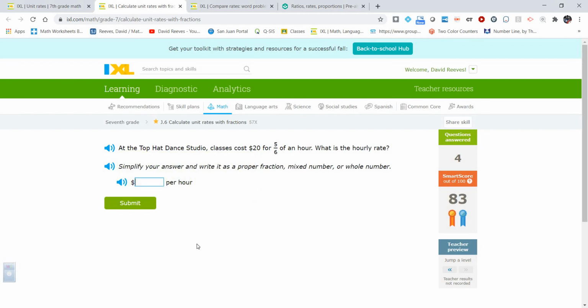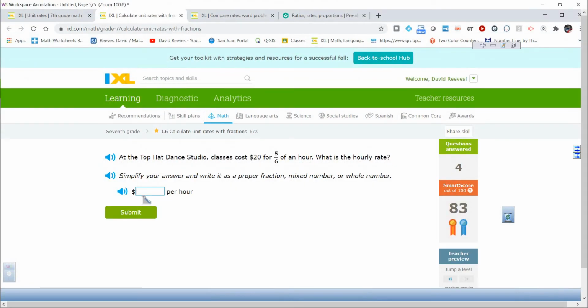Ha! I'm fantastic. All right, here we go. Same thing. $20 for 5/6 of an hour. What is the hourly rate? So we want dollars per hour. Again, guys, dollars per hour. So we're going to put the $20 on the top, right? And we're going to put the 5/6 of an hour on the bottom. So we're going to do 20 over 1 times.